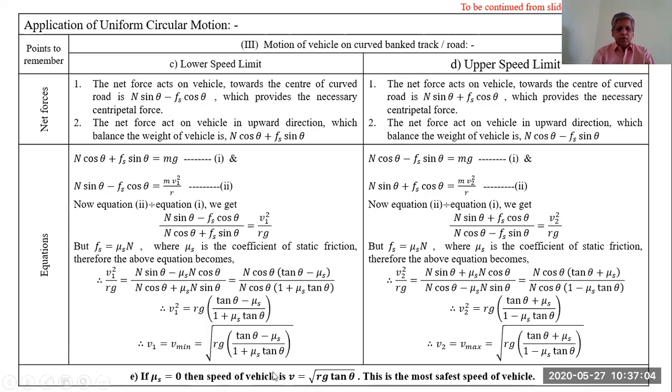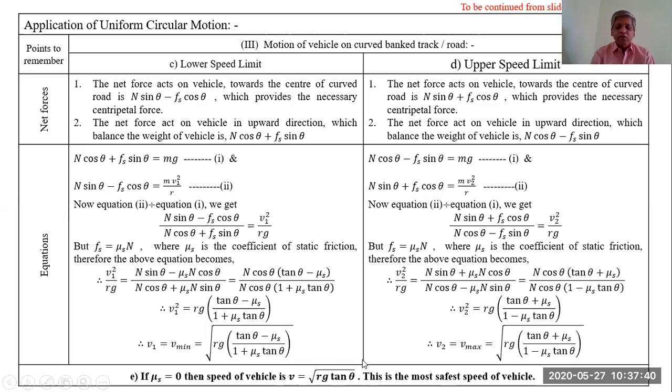Now in this, if the coefficient of static friction is 0, that means there will be no friction. What will happen? This mu s is equal to 0. This term is 0. Therefore, the bracket here is tan theta. Therefore, V minimum is equal to square root of Rg tan theta. Also, the maximum speed is also square root of Rg tan theta.